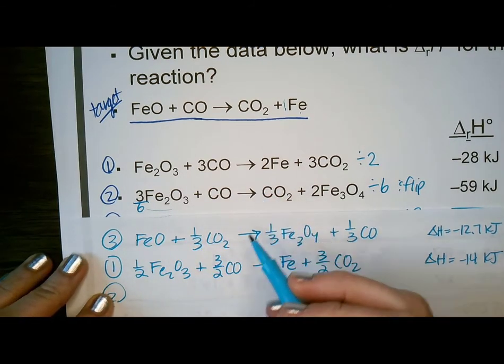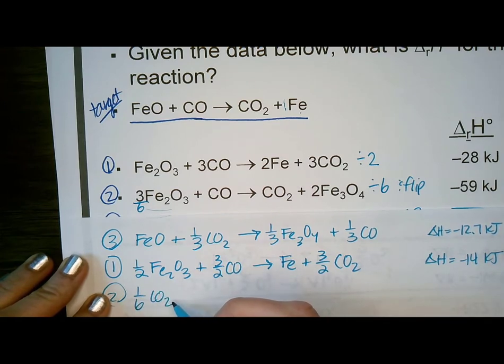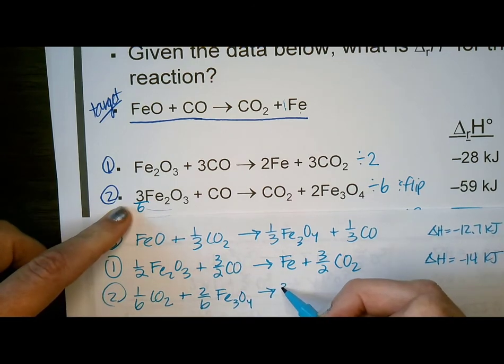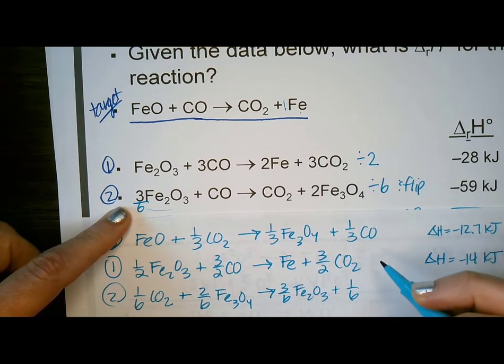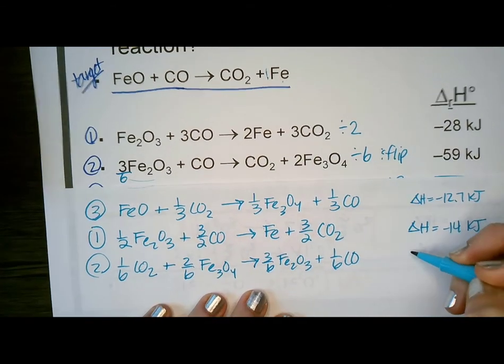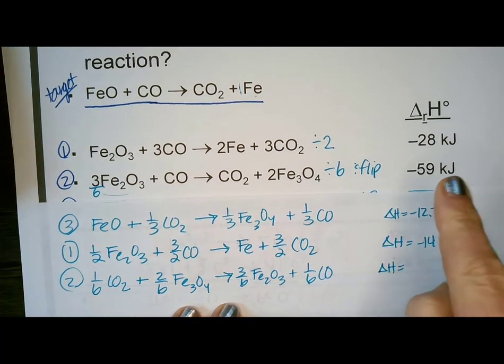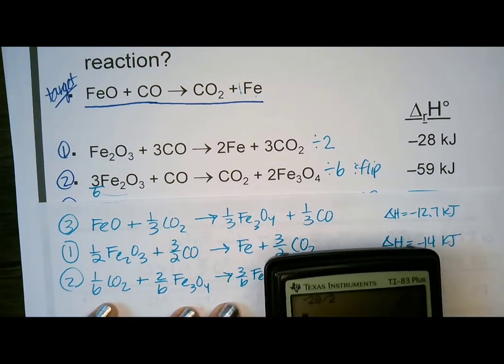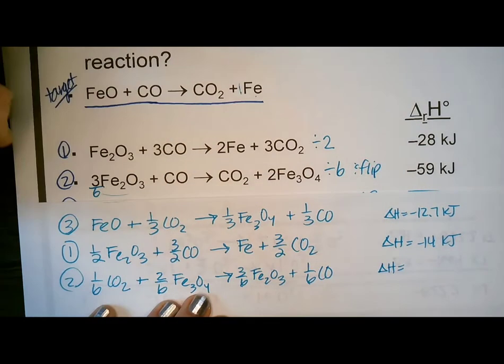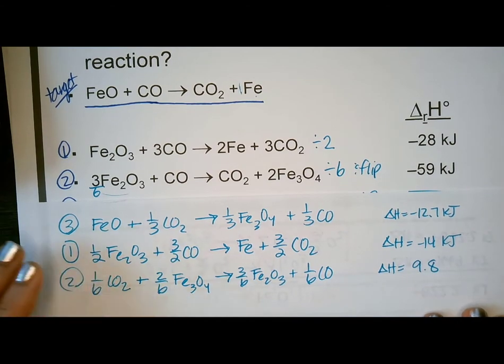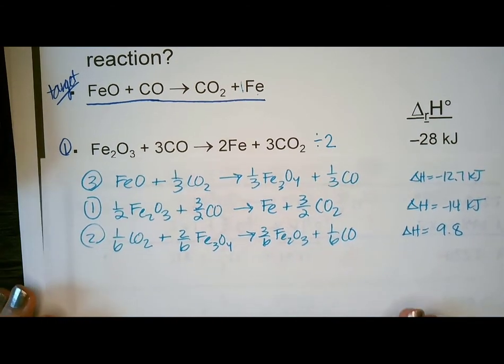Okay, so we're going to flip this. So we're going to say divide by 6. So this is 1/6 of CO2 plus 2/6 of Fe3O4 to give me 3/6 of Fe2O3 plus 1/6 of CO. That'll give me a delta H of, we're going to flip that sign, so it'll be a positive 59 divided by 6. 9.8. Okay.